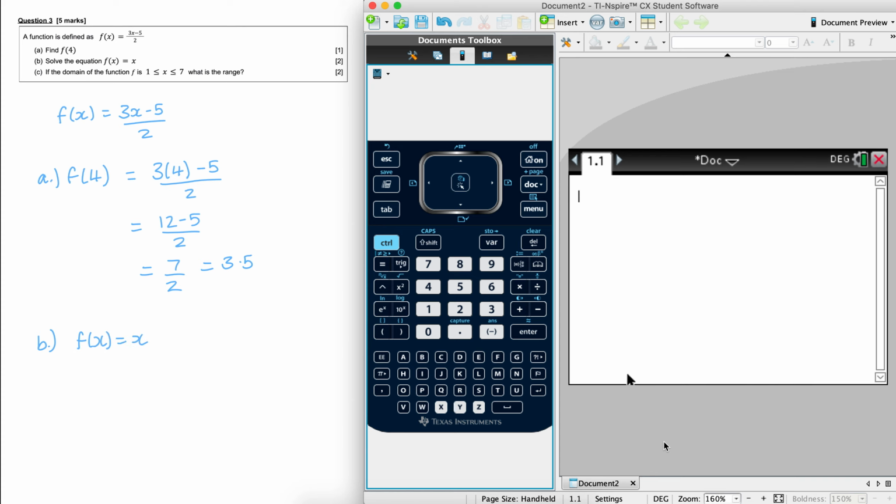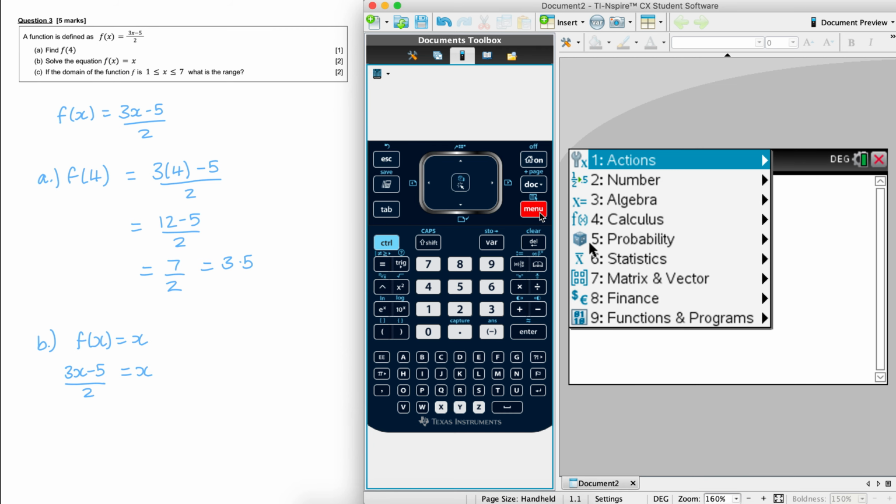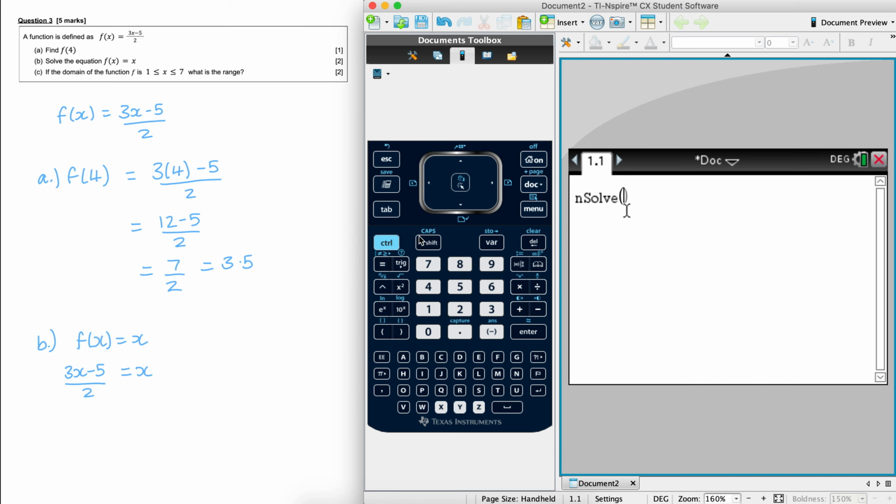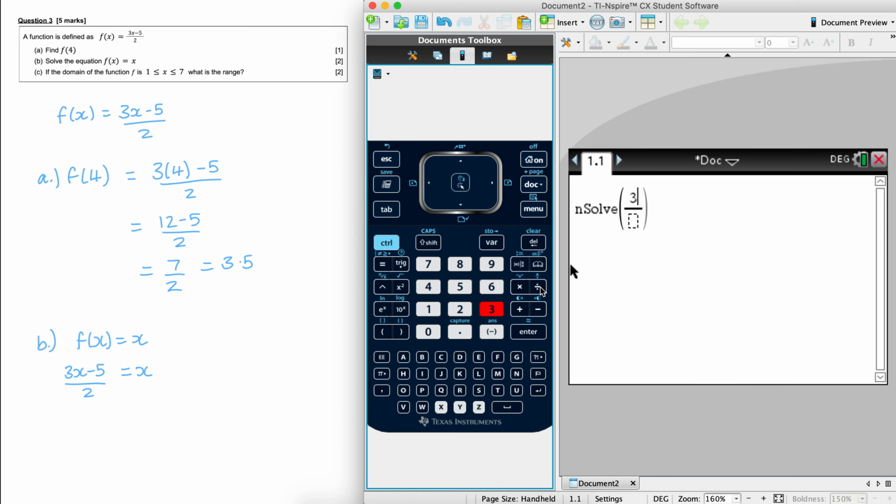So on this one, all I need to do is make those things equal to each other. So f of x was 3x minus 5 over 2, and that is equal to x. And I can actually use my GDC on here because it's only going to be a linear. So algebra, numerical solve, and I have a fraction there, which is 3x minus 5 divided by 2, and that is all equal to x. And I need to put comma x so that I can solve it, and I find that my answer there is that x is 5. If you can show that by hand, even better.